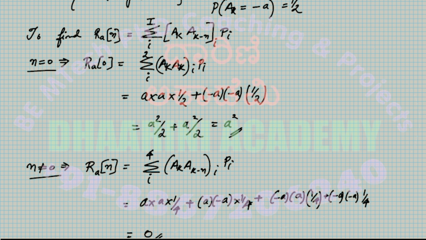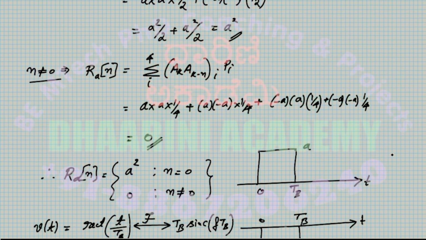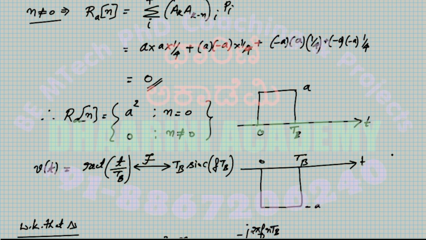Two more chances: the current bit is minus a, and the next bit will be plus a or minus a. So two more, totally four, right? Now you see when n is not equal to 0, the autocorrelation R_A(n) will be the summation over k equal to 1 to 4 of a_k into a_(k-n).